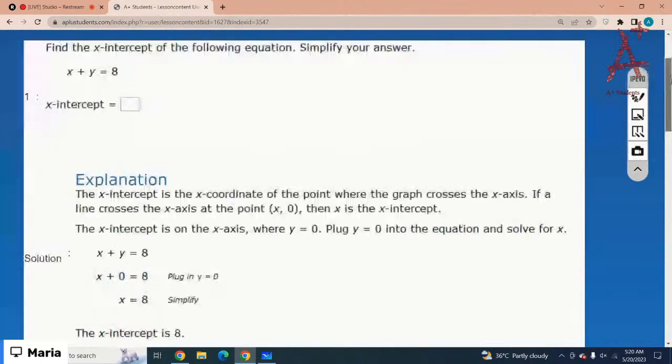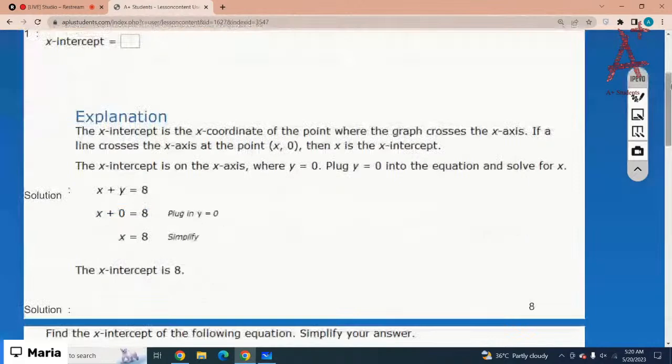The x-intercept is the x-coordinate of the point where the graph crosses the x-axis. Basically, an intercept is the point where the graph passes through the axis. If it is the x-intercept, that means that is the point where the graph crosses the x-axis. Got it? So for the x-intercept, we have to put y equals 0 in the equation and calculate the value of x.